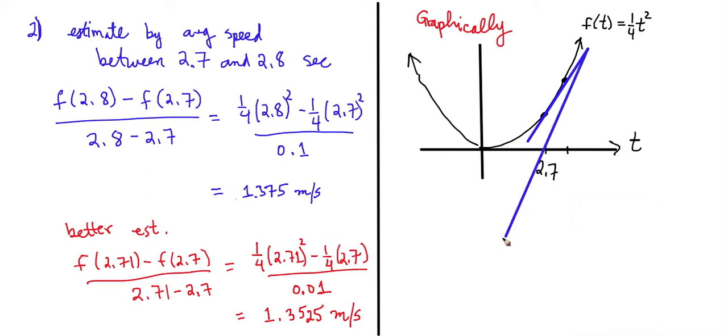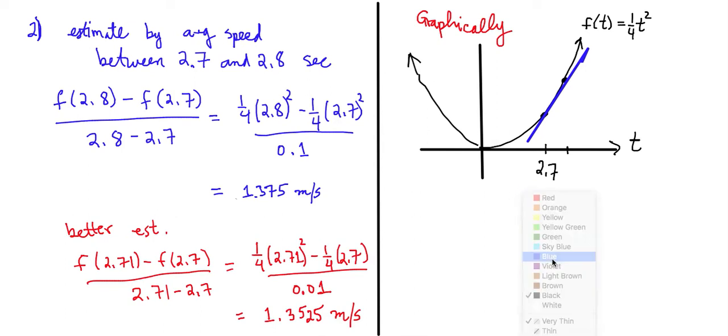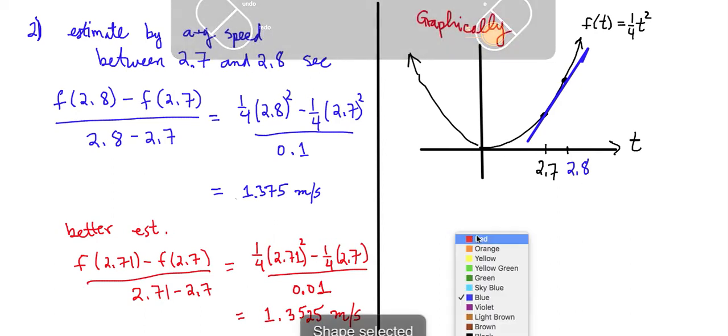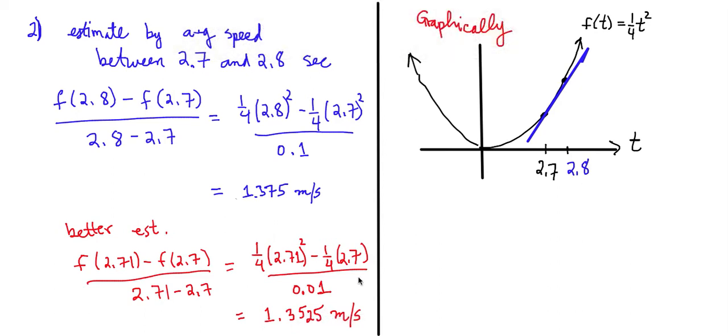Well, whoops. So what's important here is not just getting numbers, but making a graphical interpretation of this. So this is 2.8. The slope of this blue line here is 1.375. Now we can get a little bit better, right? We can get better by calculating the slope between 2.7 and 2.71.